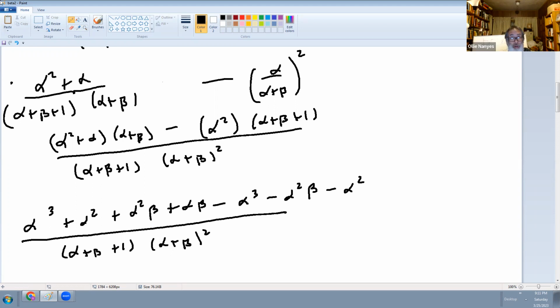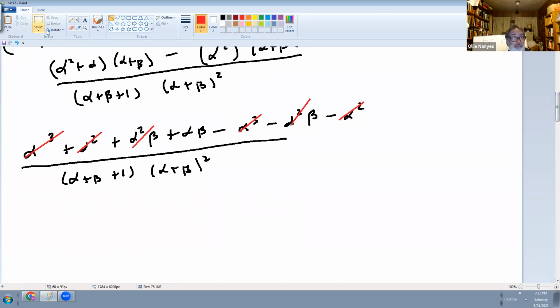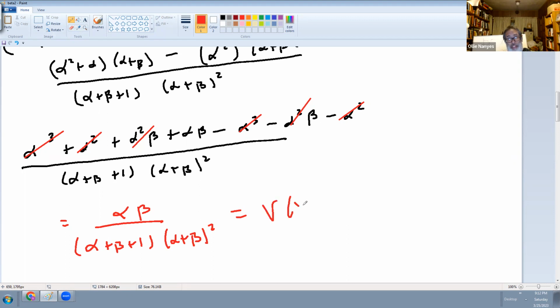And now let's just do the old cancellation again. This is additive cancellation. This goes away. This goes away. And this goes away. And we get our nice result. Alpha beta over alpha plus beta plus 1 and alpha plus beta squared. So that's going to be the variance of the beta distribution. That's what I have for today, and thanks for watching.